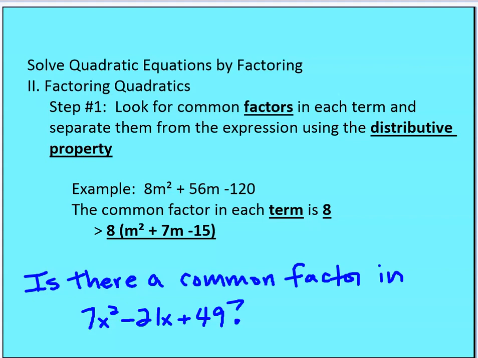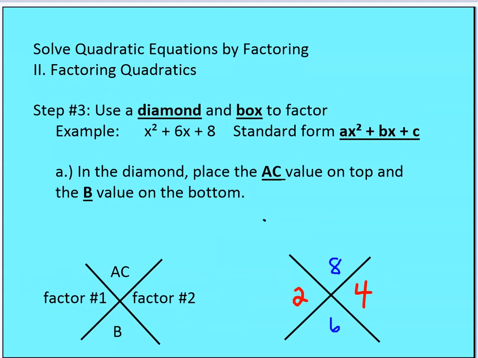Now you can go through what I'm going to teach you, diamond and box factoring, with this entire trinomial without distributing the term out, but it's going to take you longer to go through that process because there are a greater number of possible outcomes to evaluate. So the first thing we want to do is simplify that quadratic as much as possible by distributing out any common factors. All right, so next we look for special product patterns quickly, and then we distribute out a common factor. And now we're going to use a diamond and box to factor.